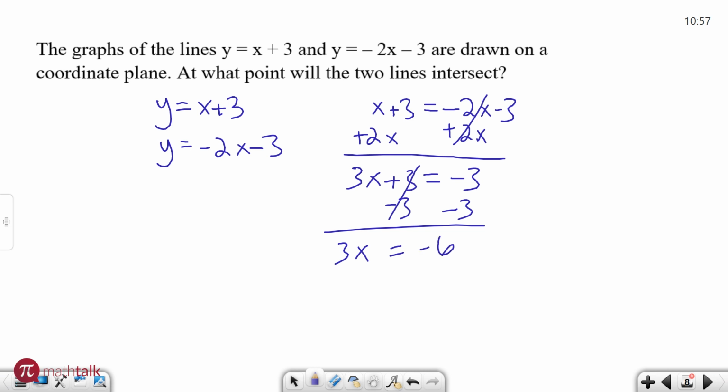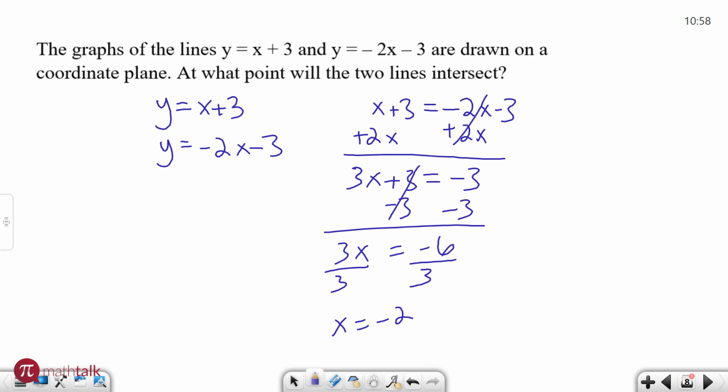Now my last step is to get rid of this 3 in front of the x. Because it's 3 times x, to get rid of it, I'm going to divide, because you always do the opposite operation. And so x in this case is going to be negative 2, because negative 6 divided by 3 is negative 2. Now I have my x value. I need to take that x value and plug it into one of my equations to figure out what y is.